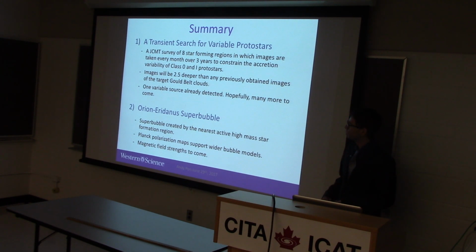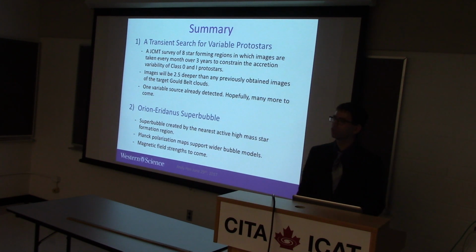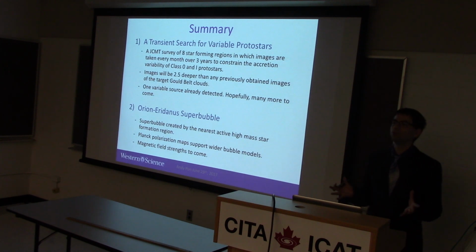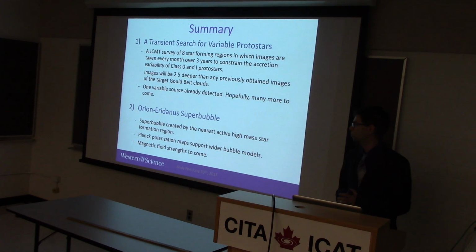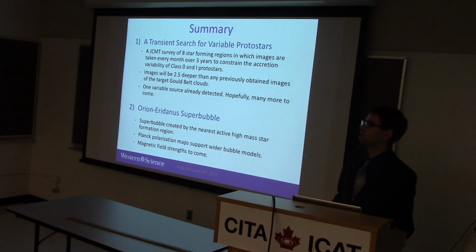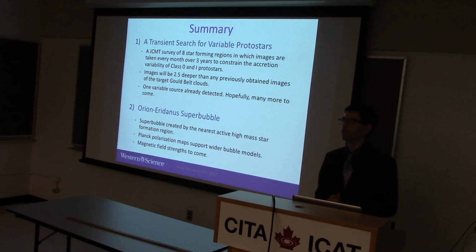And then with the superbubble, we've been looking at the one caused by the Orion star forming region. We've been able to conclusively show that it is the larger, more spherical bubble, that it seems to be consistent with the bubble wall, and we're hopefully going to have a good analysis on the magnetic field strengths and how dynamically important that is, coming out in the fall.